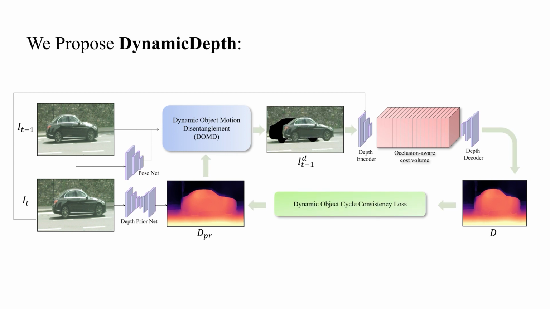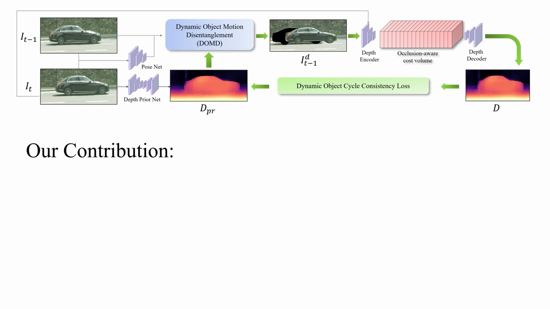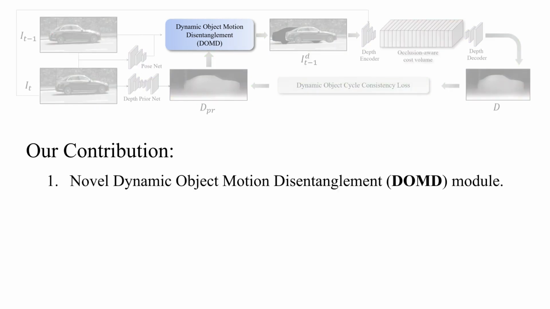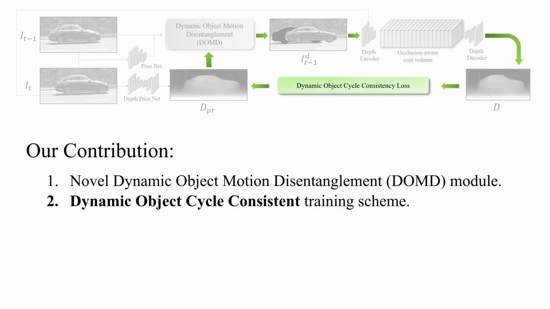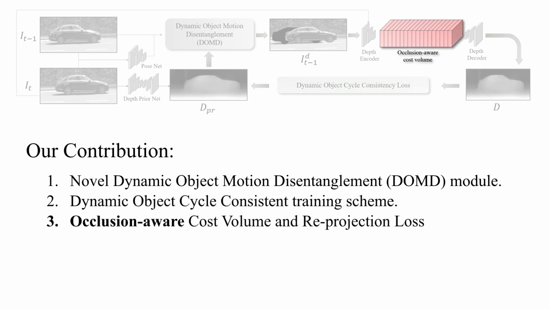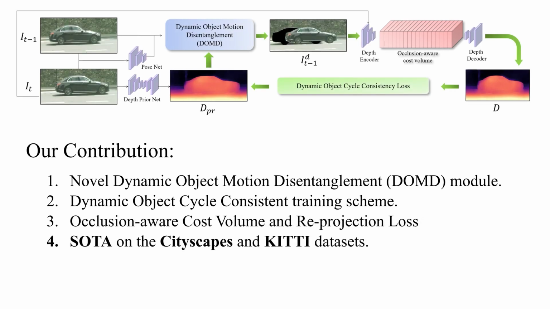To summarize, our contributions are as follows. First, we propose a novel dynamic object motion disentanglement module that leverages a depth prior prediction to solve the mismatch problem in the final depth prediction. Second, we devise a dynamic object cycle consistent training scheme to mutually reinforce the prior depth and the final depth prediction. Third, we design an occlusion-aware cost volume and reprojection loss to alleviate the occlusion problem. With these innovations, our method significantly outperforms existing state-of-the-art methods on the Cityscapes and KITTI datasets.